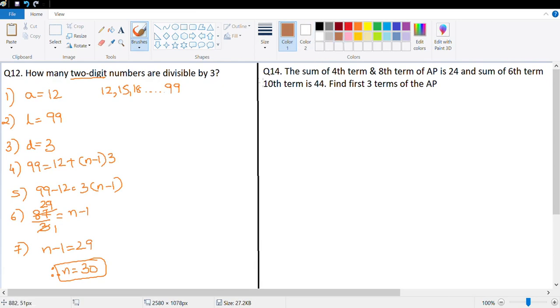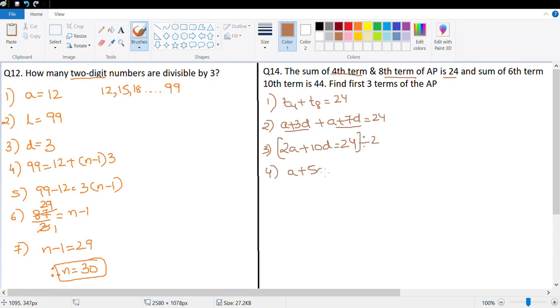The next question that we have is question number 14. It says the sum of the fourth term and eighth term is 24. So T4 plus T8 is given equal to 24. Let's write T4 in terms of A and D. So this is A plus 3D and T8 is A plus 7D, and the sum is given equal to 24. So A plus A, that's 2A, 3D plus 7D, that's 10D, and this is equal to 24. Dividing both sides by 2, we get A plus 5D is equal to 12. That's my first equation.